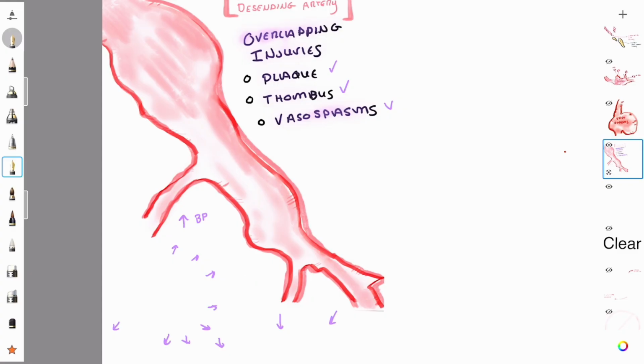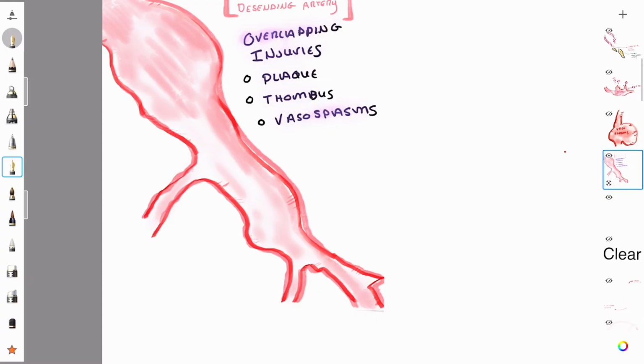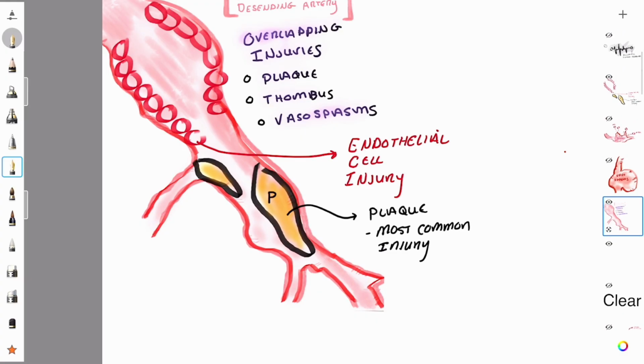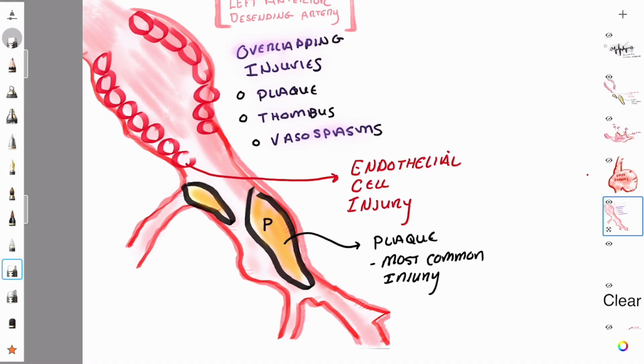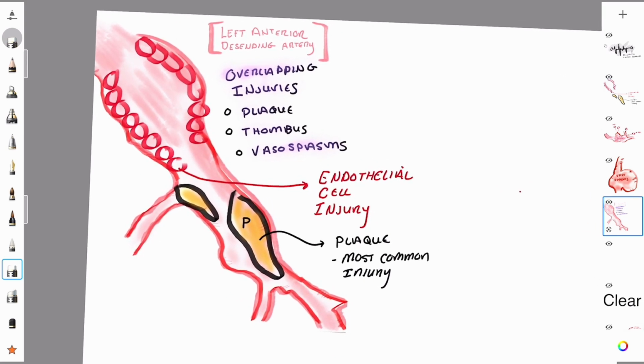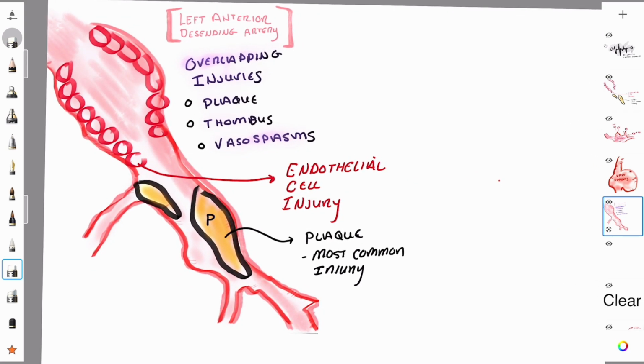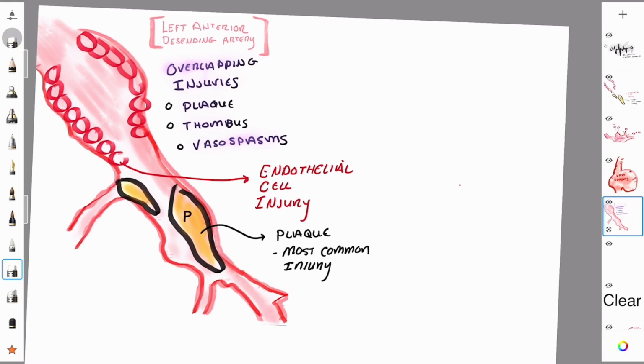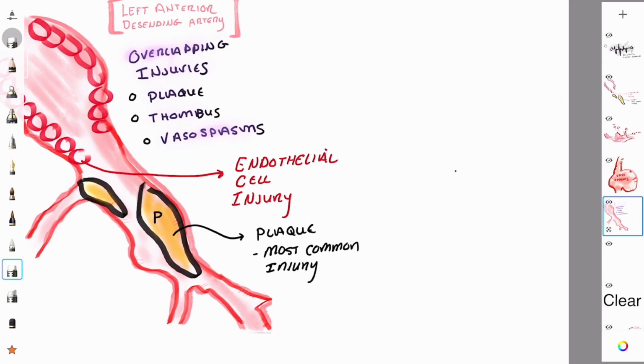So let me just clear this out here. And we're going to go back to this plaque formation. We know that all of these injuries are going to overlap. So here we have endothelial cell injury. We've been talking about this most common injury, which is the plaque, and we're going to talk about how this injury that starts with plaque formation, that starts with increases in circulating LDL, is going to interact with the endothelium cells or the endothelium. And this is going to cause major changes that we would see clinically in heart function.